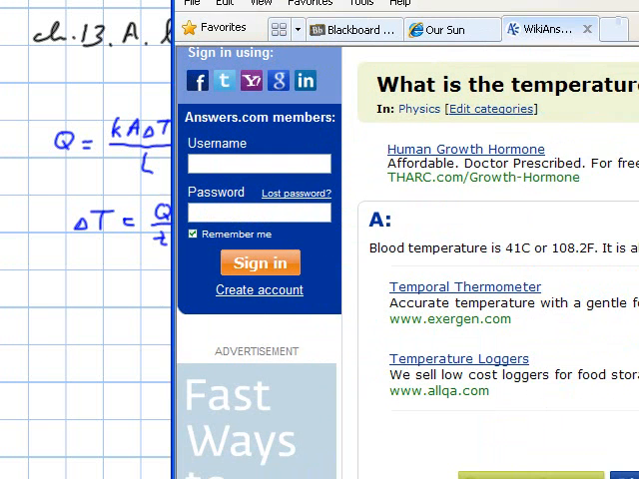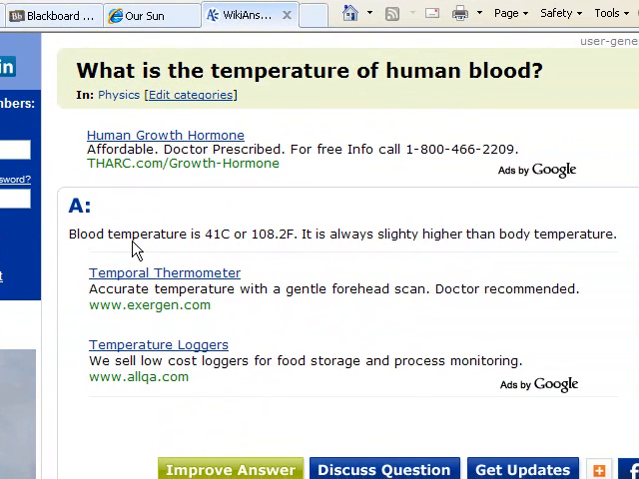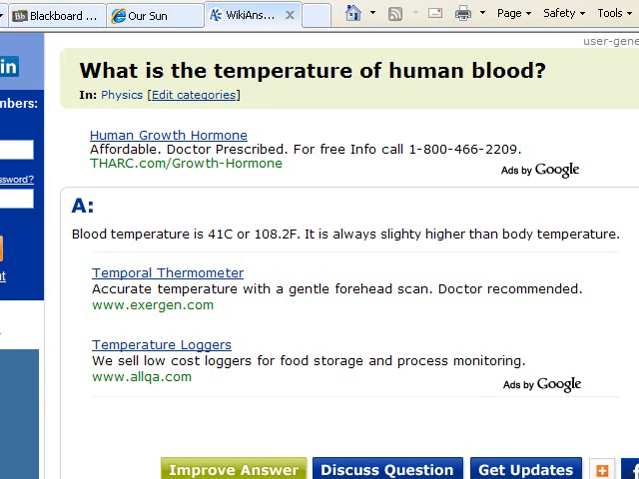In fact, this is what I found, just a quick look up. Blood temperature is 41 degrees Celsius, 108 Fahrenheit, always slightly higher than body temperature. Actually, this is higher by about 10 degrees here in the book. Let's see, blood beneath the skin. So these are just beneath the skin, so these capillaries might be different from the average blood temperature, and might be cooler, yet a little bit higher, so around 100 Fahrenheit for the capillaries as mentioned in the problem.